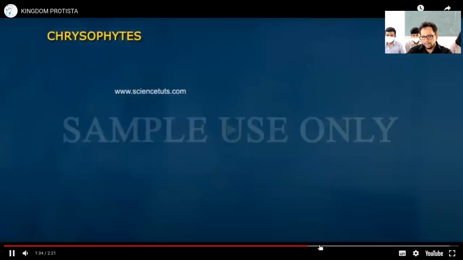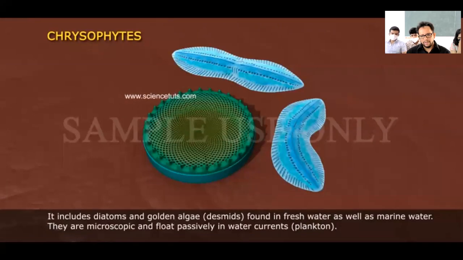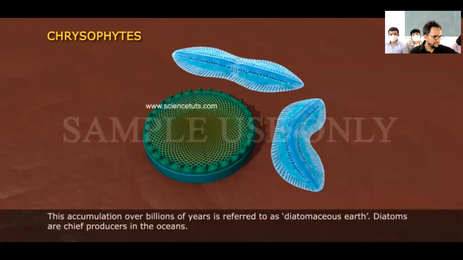Chrysophytes, diatoms, and golden algae, desmids, found in fresh water as well as marine water. They are microscopic and float passively in water currents, plankton. In diatoms, the cell walls form two thin overlapping shells. The walls are embedded with silica, and thus the walls are indestructible and left behind in large quantities. This accumulation over billions of years is referred to as diatomaceous earth. Diatoms are chief producers in the oceans.